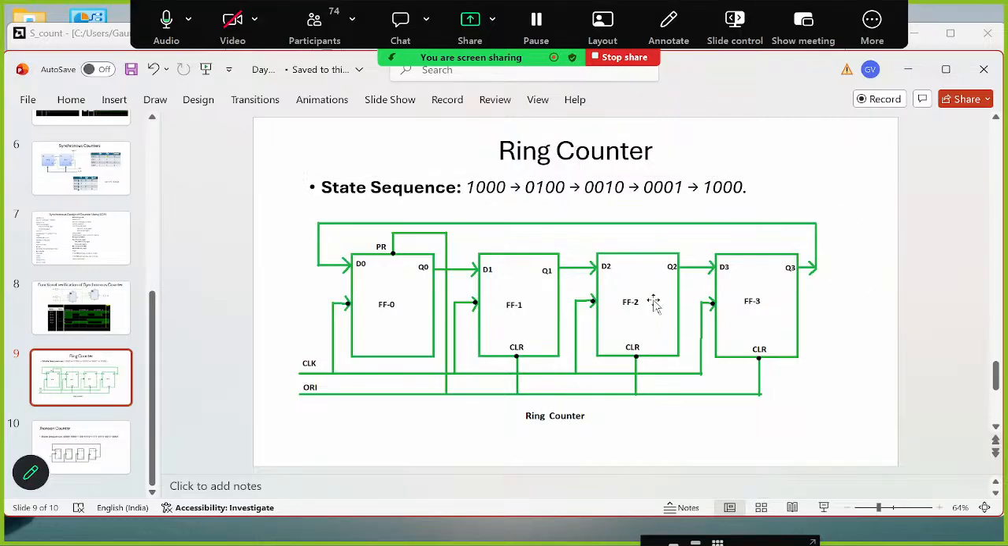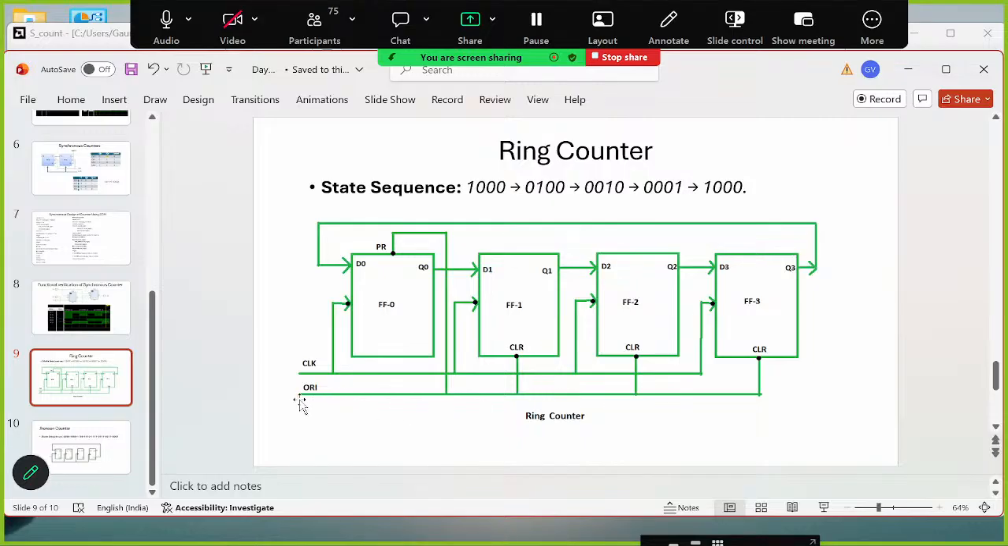So for that, what you need to do? Just push the data from here. Initially, let's assume this is a clear signal. Let this clear signal be activated and make the outputs zero, because initially let us assume that the output is 0 0 0 0. Let's say initially all the outputs are 0.